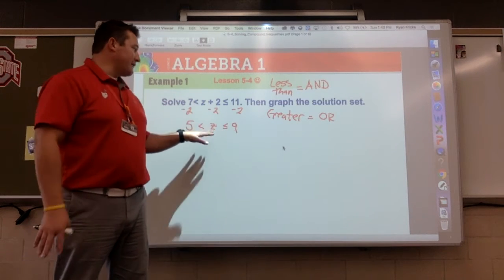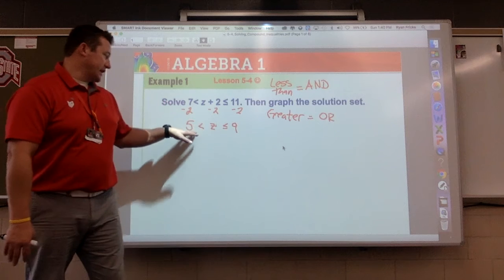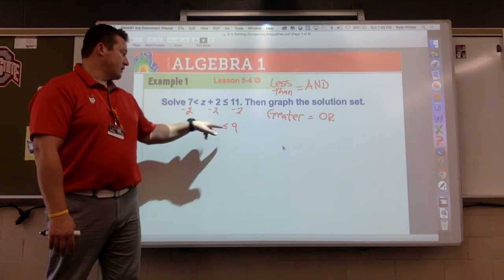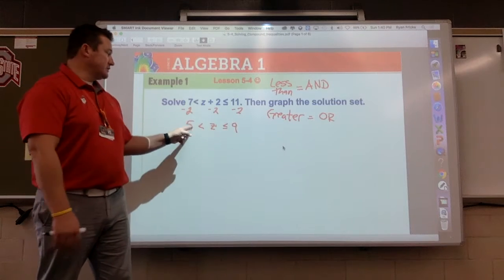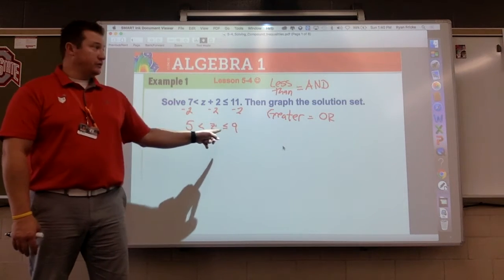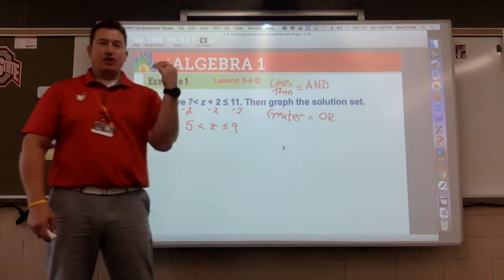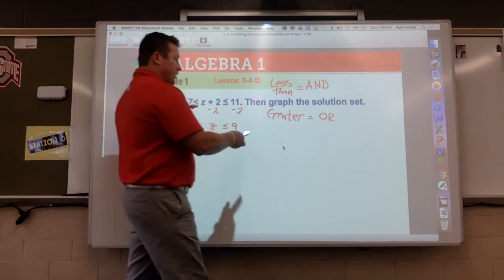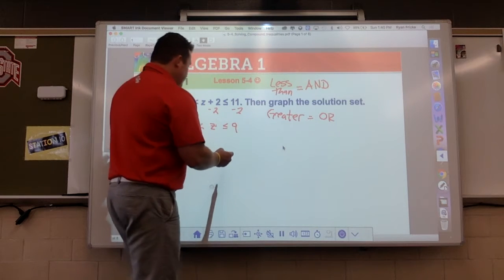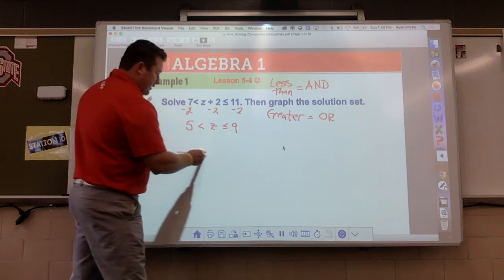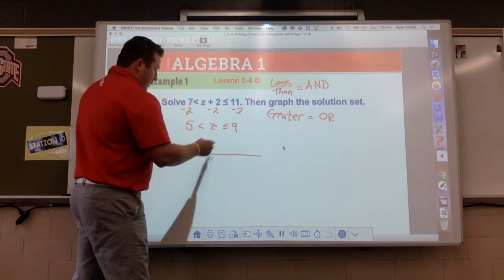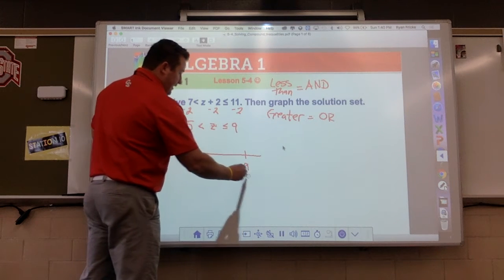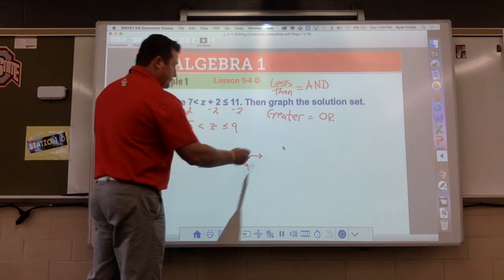So you have to make sure you're looking at this going, okay, this is less than. Right? You read these like a book. Less than or equal to. So this is an and. So I want to graph basically kind of like the intersection of these two inequalities. Okay? So here's what these inequalities look like. So I'm going to have a number line here. I'll just say 5 is right here. 9 is right here. Okay?